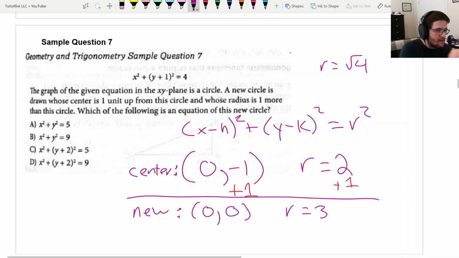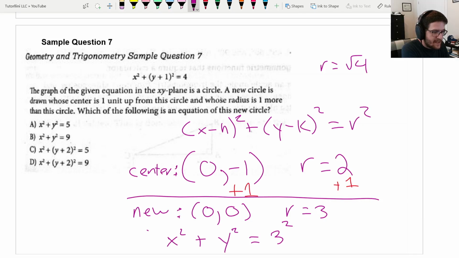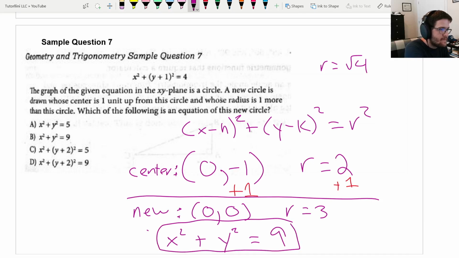Now we can put those into the original circle equation. So x minus 0 squared, or just x squared, plus y minus 0 squared, or just y squared, equals 3 squared, because 3 is the radius, and then 3 squared is just 9. And that is answer choice B. And 7 is B. Good.